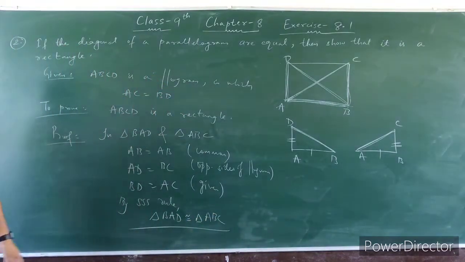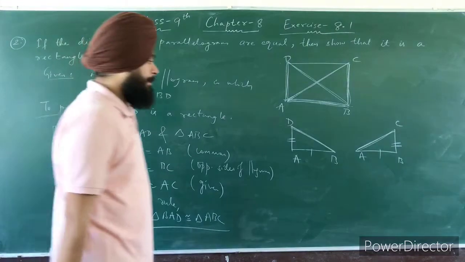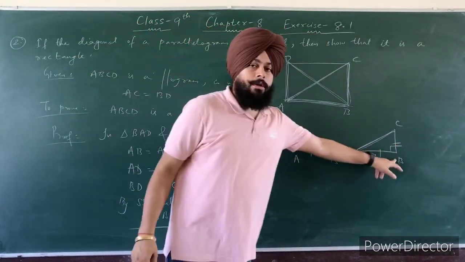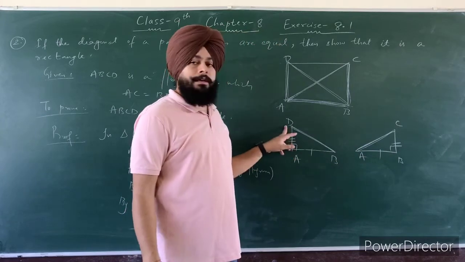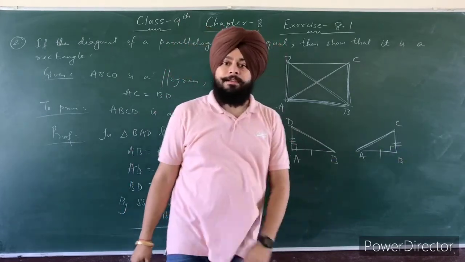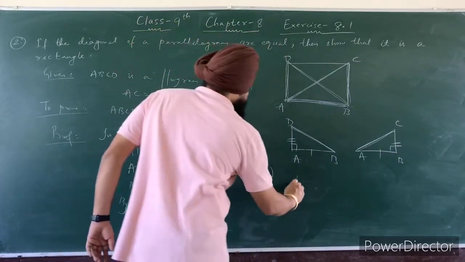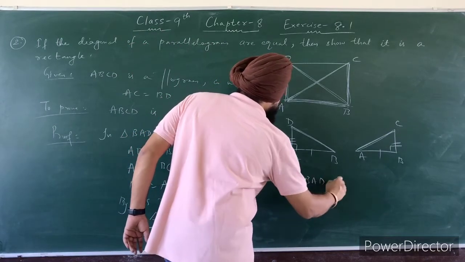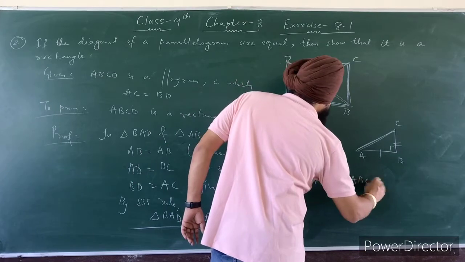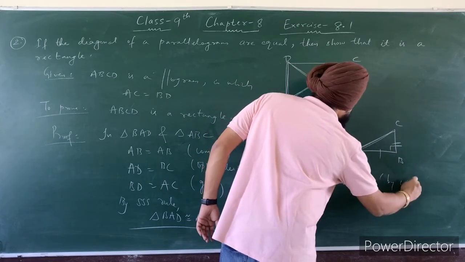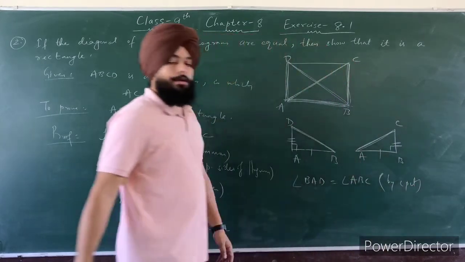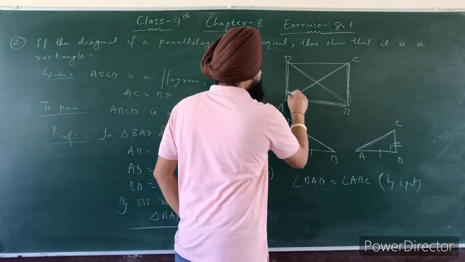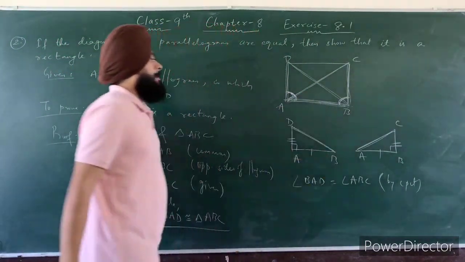Triangle BAD is congruent to triangle ABC. Now we take these angles as equal. Angle BAD is equal to angle ABC by CPCT, since they are corresponding parts of the congruent triangles. These two angles, this one and this one.